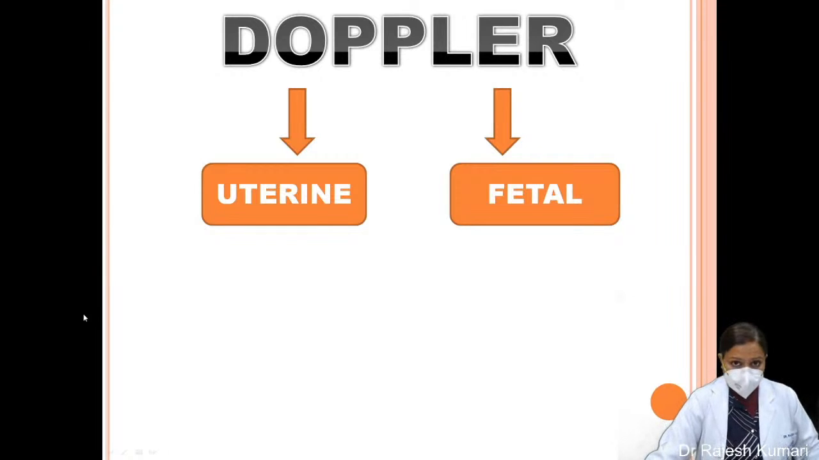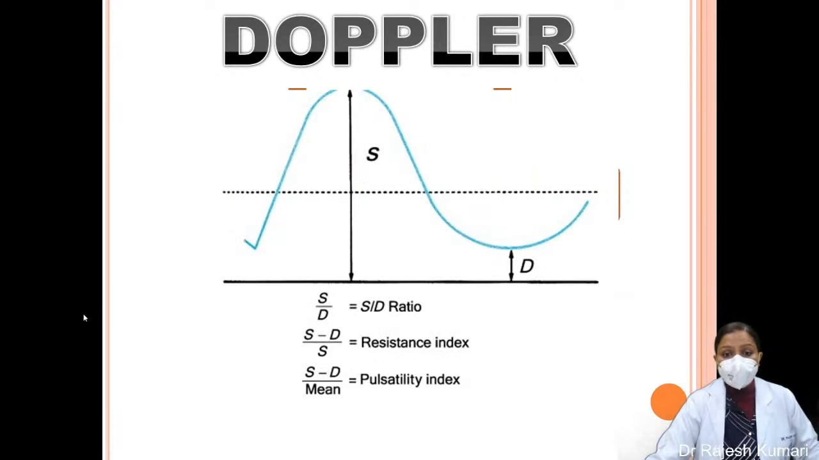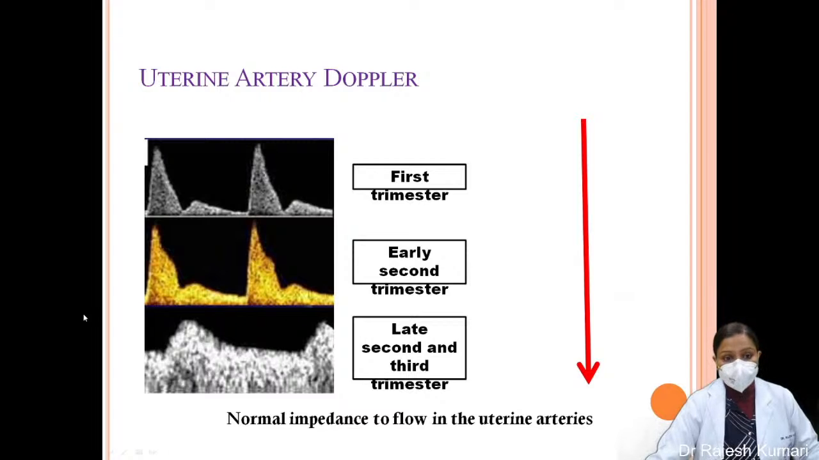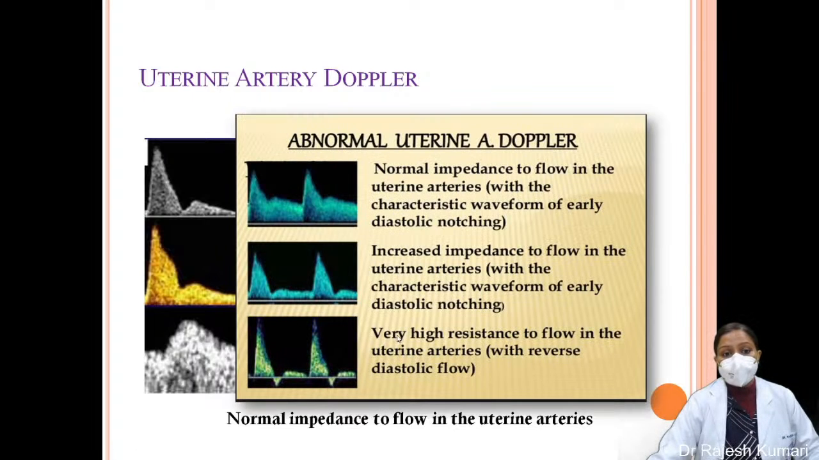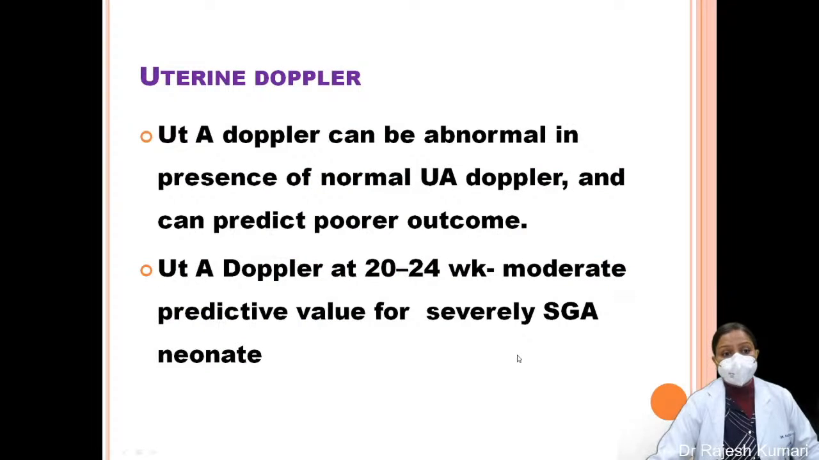So, something about Doppler: uterine Doppler and fetal Doppler. Uterine artery Doppler in first trimester, early second trimester and late third trimester. Normal uterine Doppler is normal impedance to flow in the uterine arteries with characteristic waveform of early diastolic notching. Abnormal: increased impedance to flow in the uterine artery with early diastolic notching, and very high resistance to flow in the uterine artery with reverse diastolic flow.